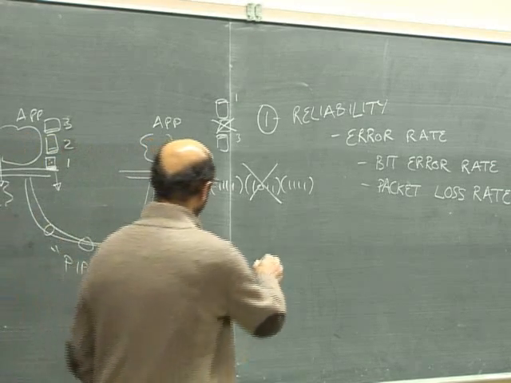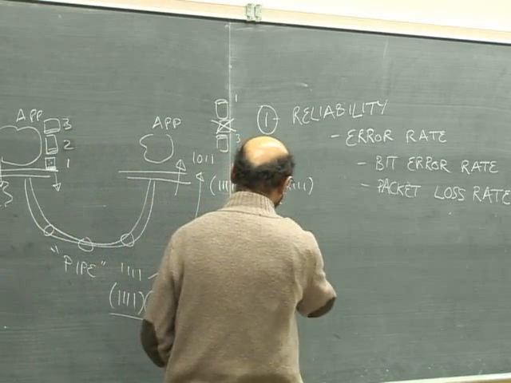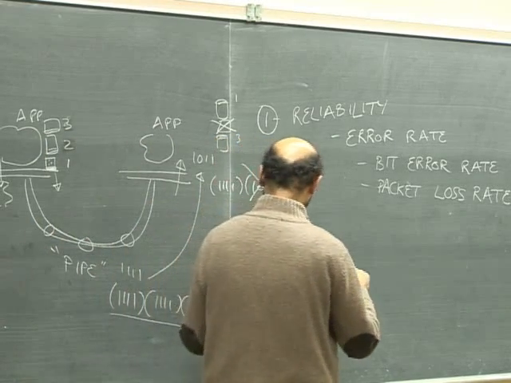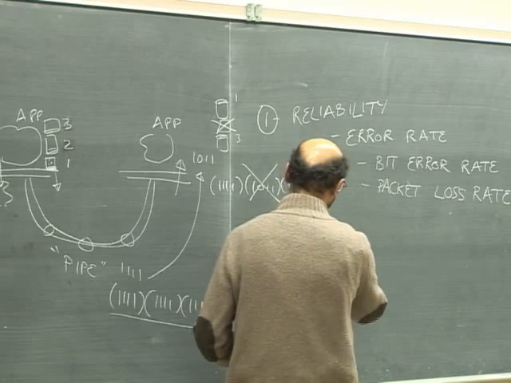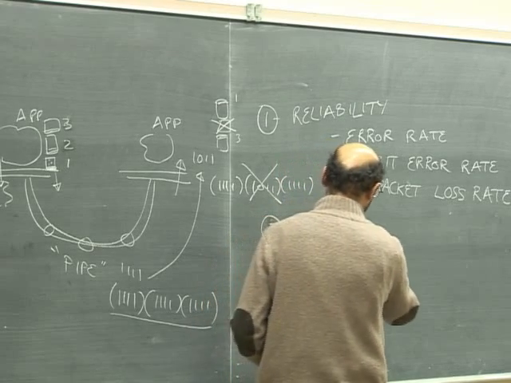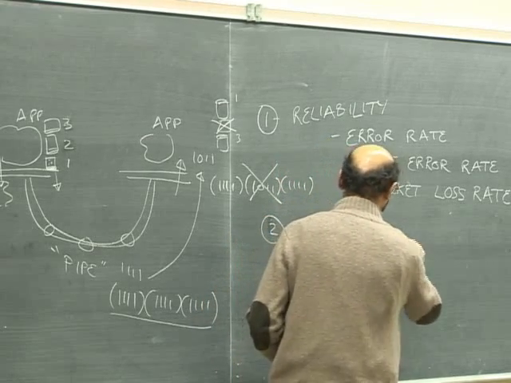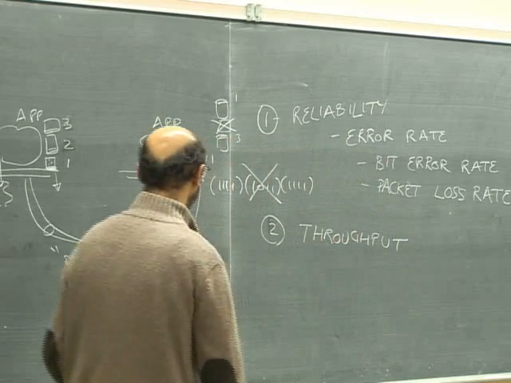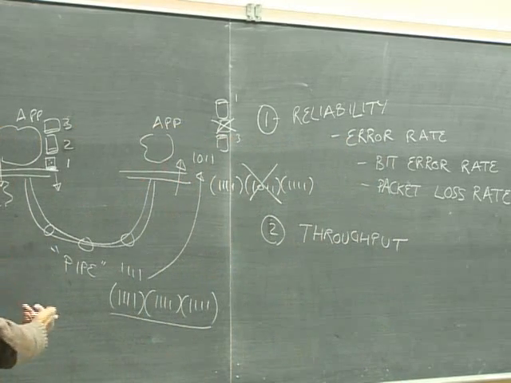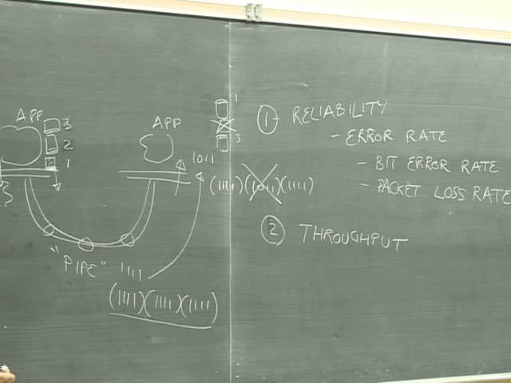OK, so that's one property. Let's talk about the second property. The second one is throughput. And the throughput is basically how many packets per second can I get across from one to the other, right?